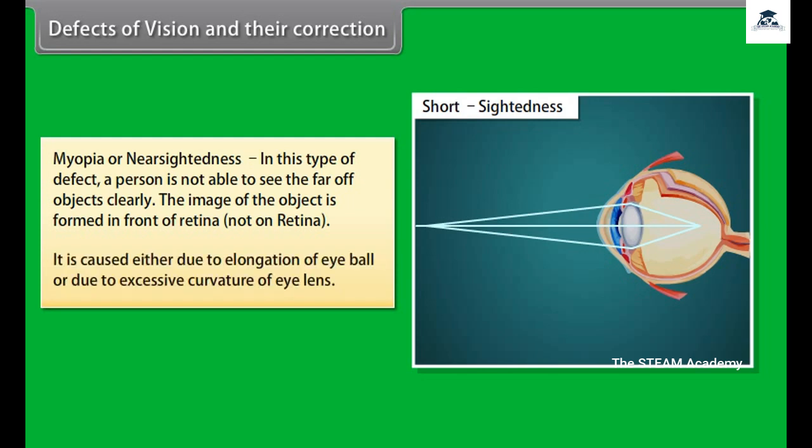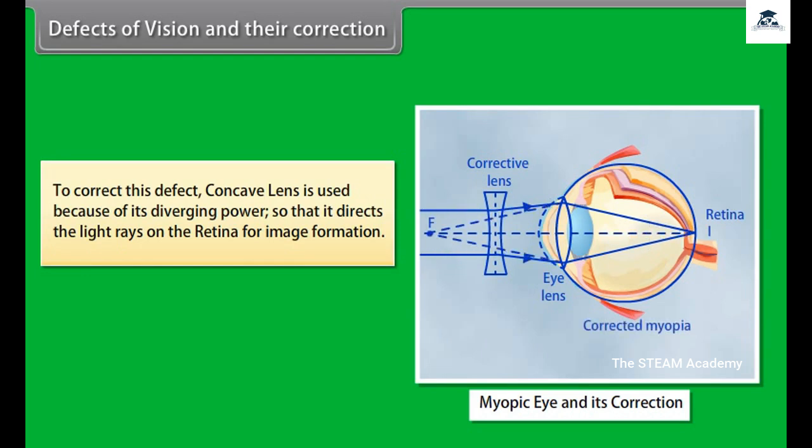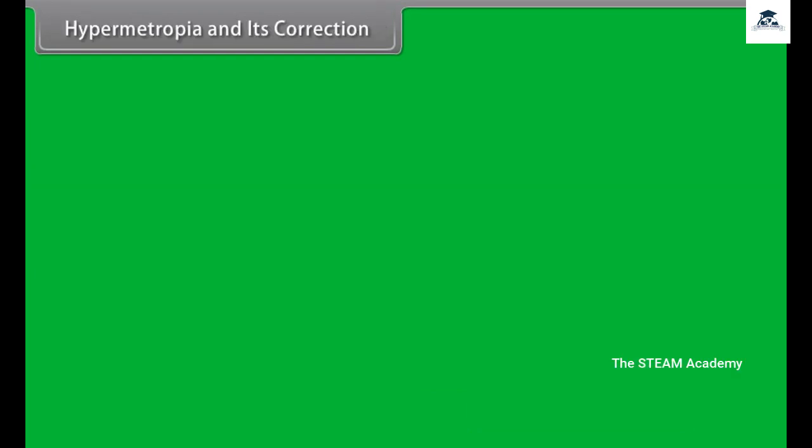It is caused either due to elongation of eyeball or due to excessive curvature of eye lens. To correct this defect, concave lens is used because of its diverging power, so that it directs the light rays on the retina for image formation.